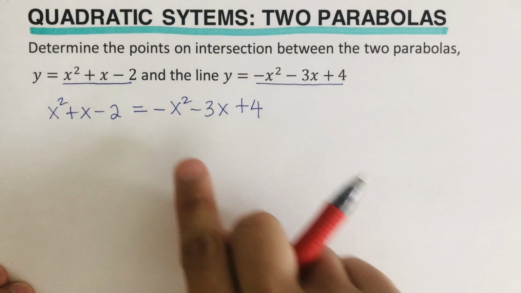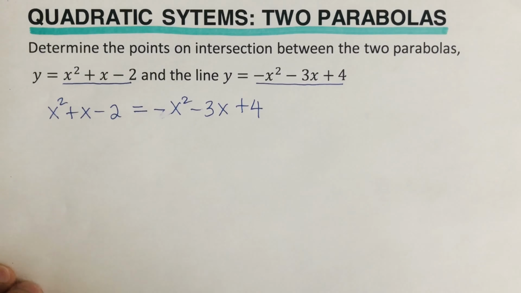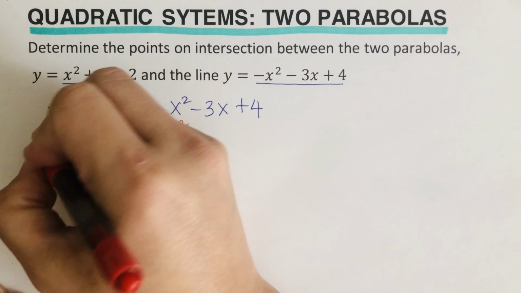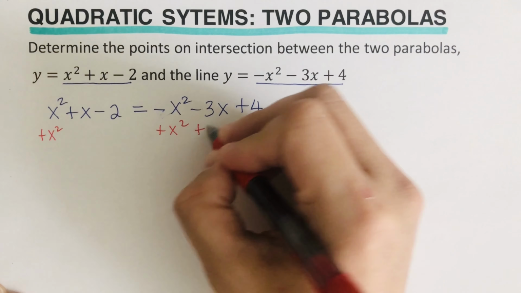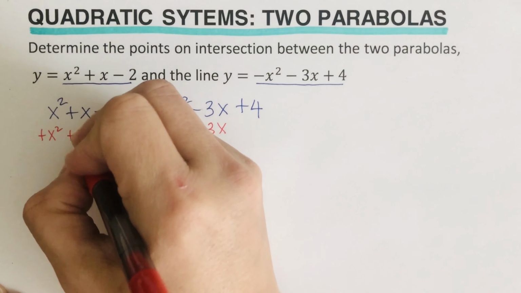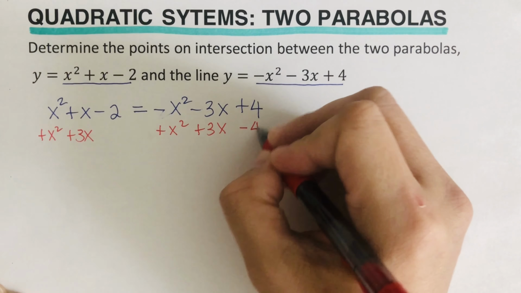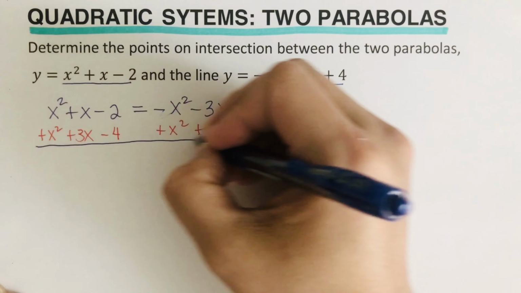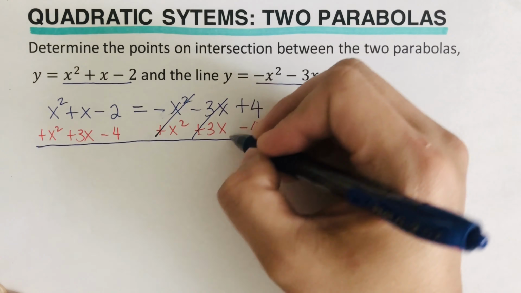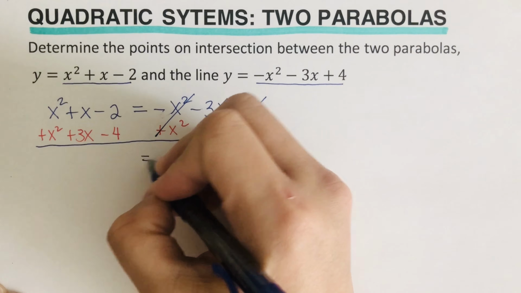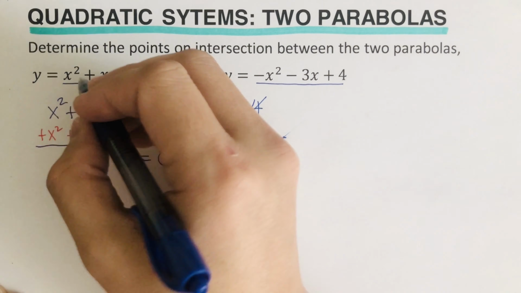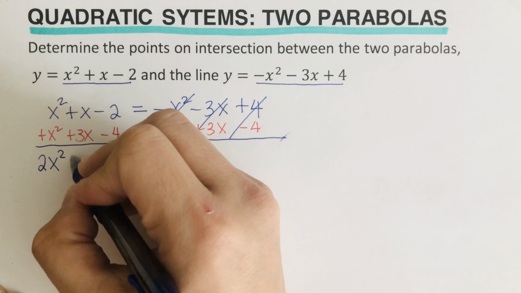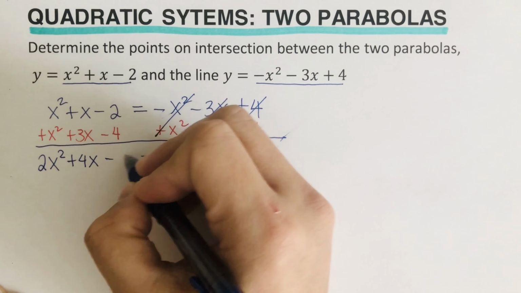The next thing that we're going to do is to make the right side equal to 0. So we take the opposite. So that would be plus x squared plus 3x minus 4 and minus 4. So then from here we can cross this out, and that is equal to 0. So this is x squared plus x squared would be 2x squared. And then this is plus 4x minus 6.